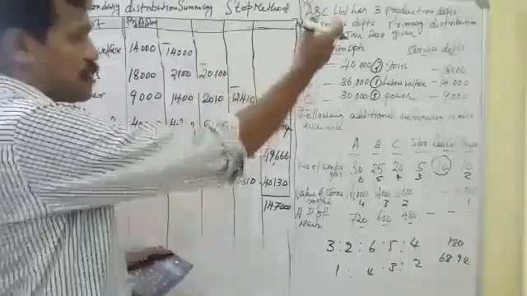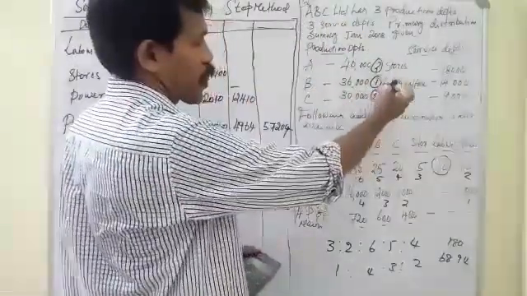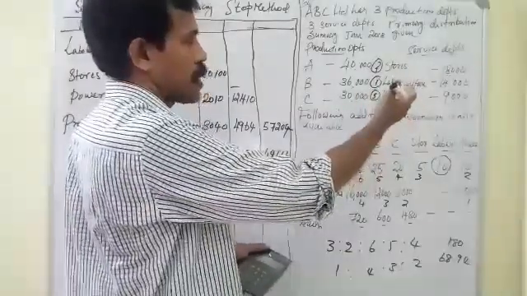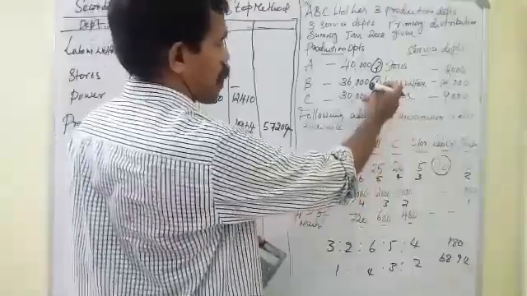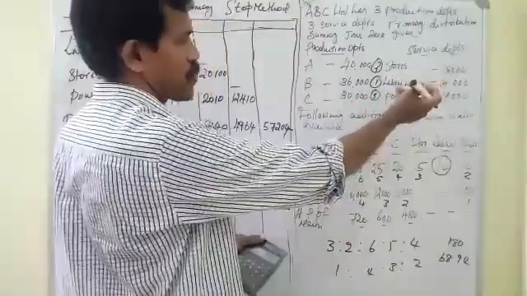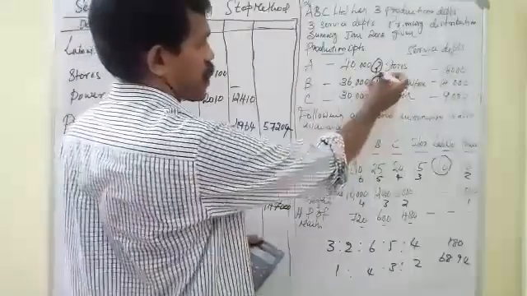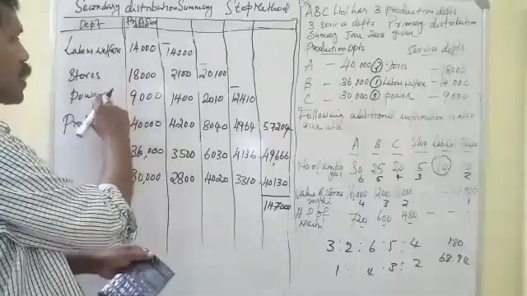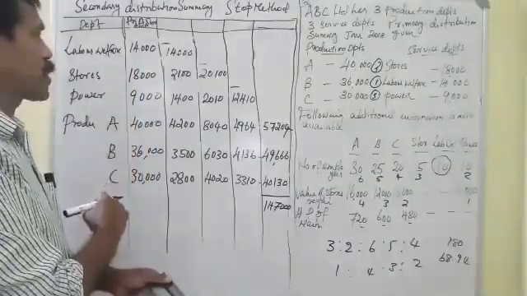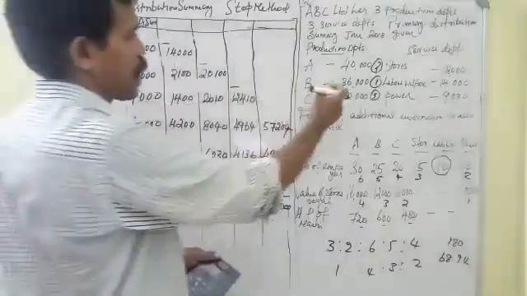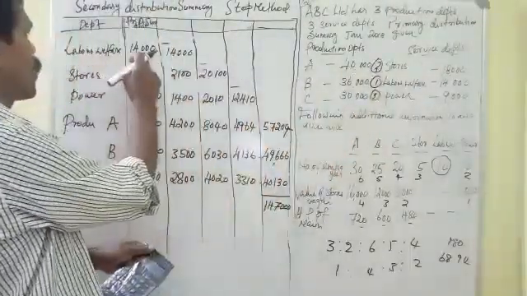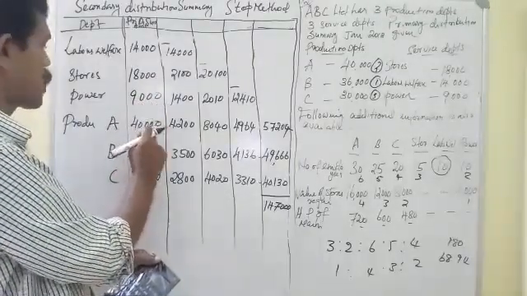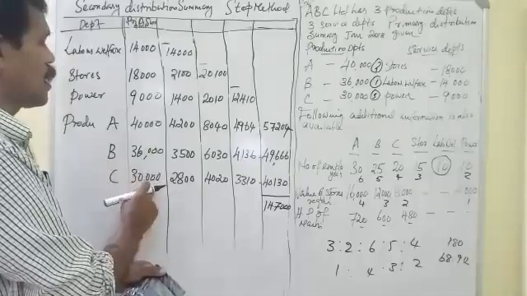Firstly, we arrange the service departments in the order of service providing, I mean the maximum number of other departments they serve. Labor department serves the maximum number of other departments, so we consider the labor department firstly, then the stores department secondly, and then the power department thirdly. We wrote it here: labor, welfare, then stores and power. Then after that we write these production departments. Firstly we write the primary distribution summary of all these departments: welfare 14,000, stores 18,000, power 9,000, and production department A 40,000, then B 36,000, and then C 30,000.